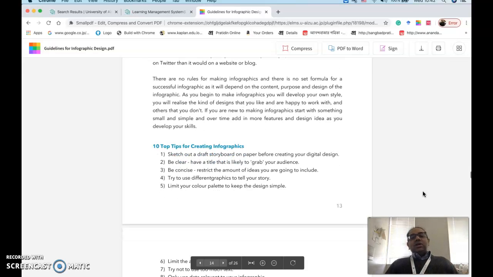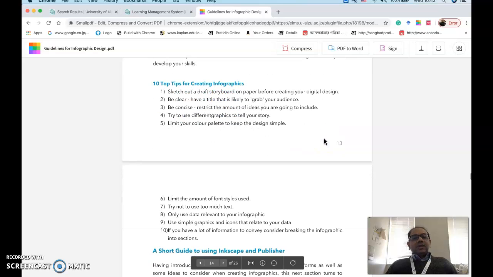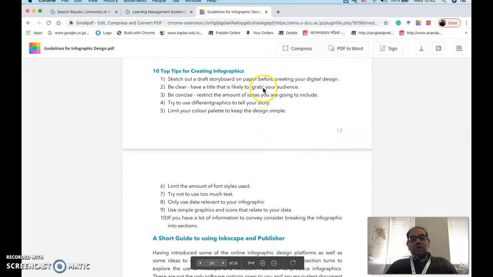Top 10 tips for creating an infographic. Sketch out a draft storyboard on paper before creating your digital design. So try to hand draw and make sure you have a draft to work with to start with. If you don't hand draw it, if you just go directly to the digital version, then it's not the right way to do it. You must have your idea in your hand sketch.